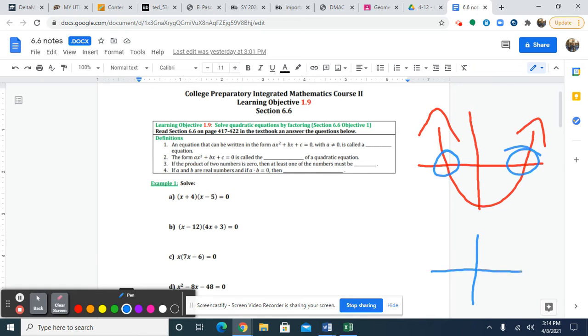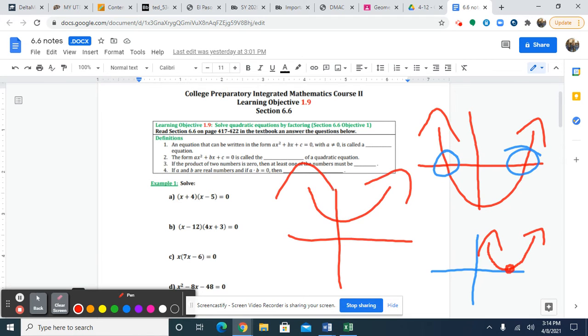Now it is possible that we can have either two solutions. We could have one solution right here, it only crosses once, or we could have no solution if it doesn't cross the x-axis at all.